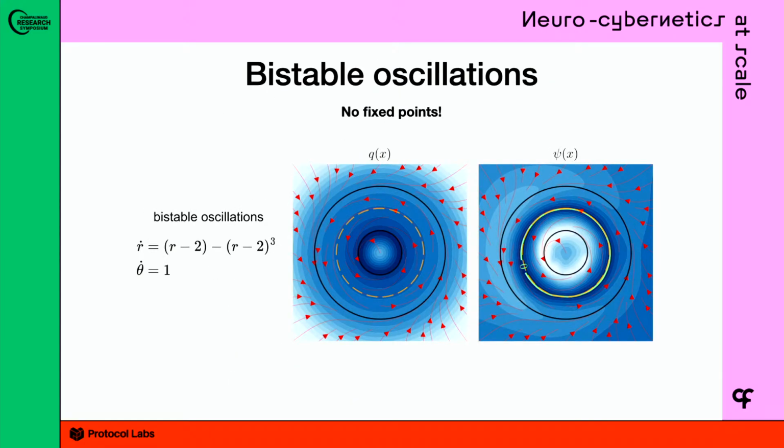You can also do this when there are no fixed points. So here are 3 limit cycles. 2 of them are stable, and 1 of them is unstable, and we're able to capture it with our method. All right, so I've shown you that it works in 1 dimension, and I've shown you that it works in 2 dimensions. Obviously, the next step is 668 dimensions.